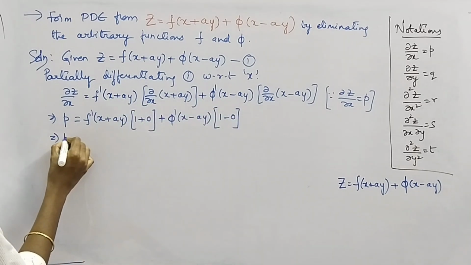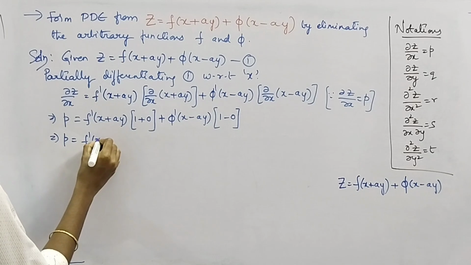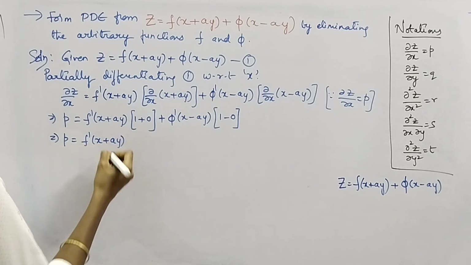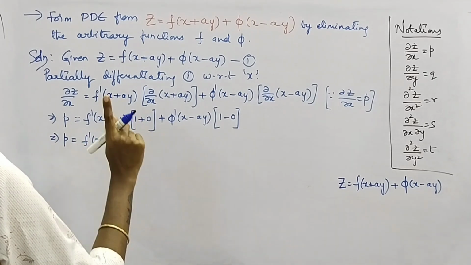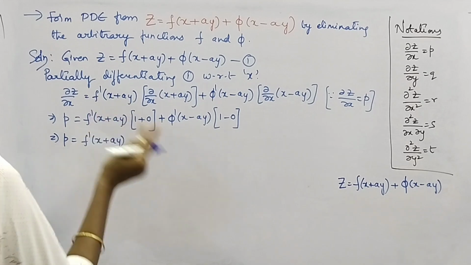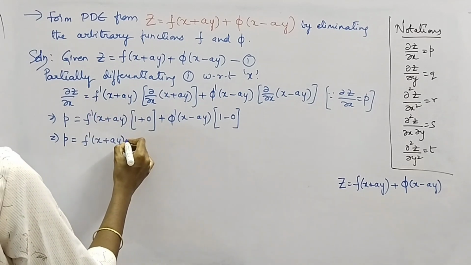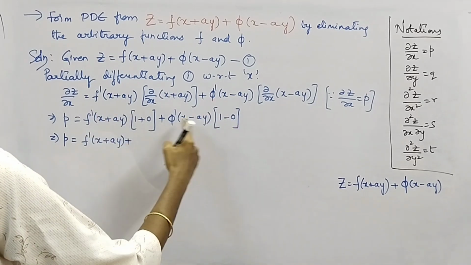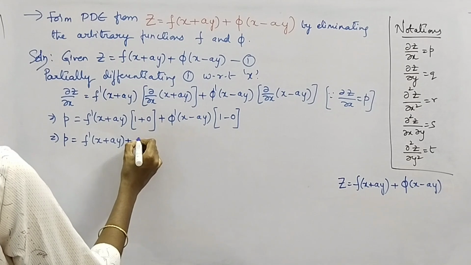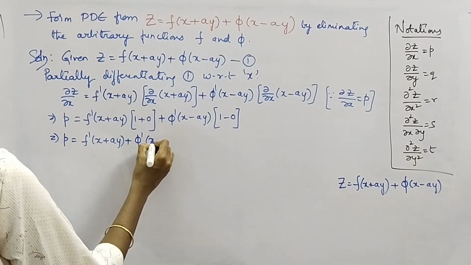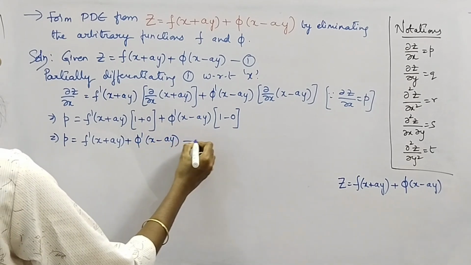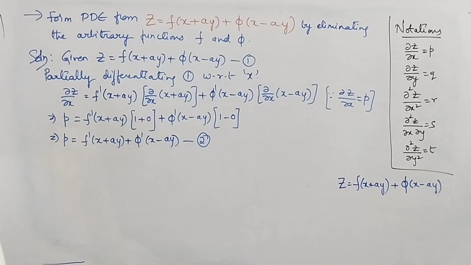Fine, this gives us p equal to f dash of x plus ay, because 1 plus 0 gives 1, 1 into f dash gives f dash, that is f dash of x plus ay, plus 1 minus 0 is 1, 1 into phi dash is phi dash, that is phi dash of x minus ay. Consider as equation number 2.